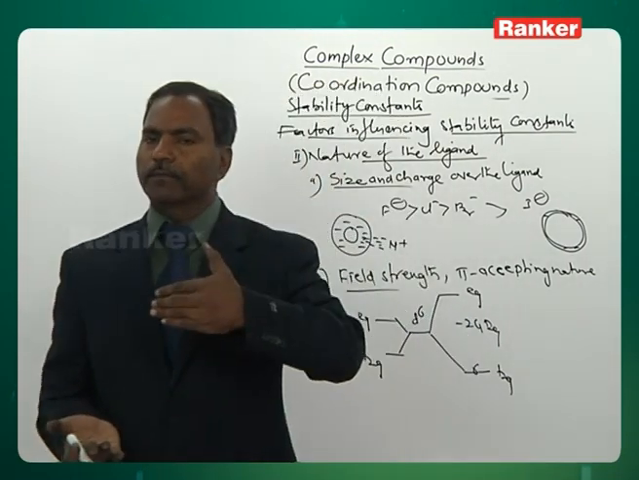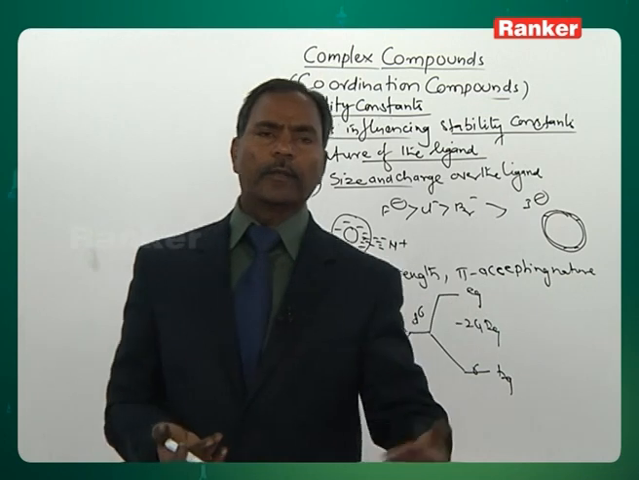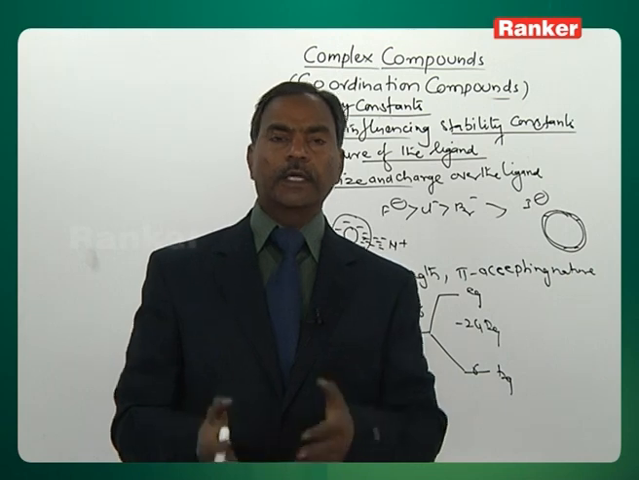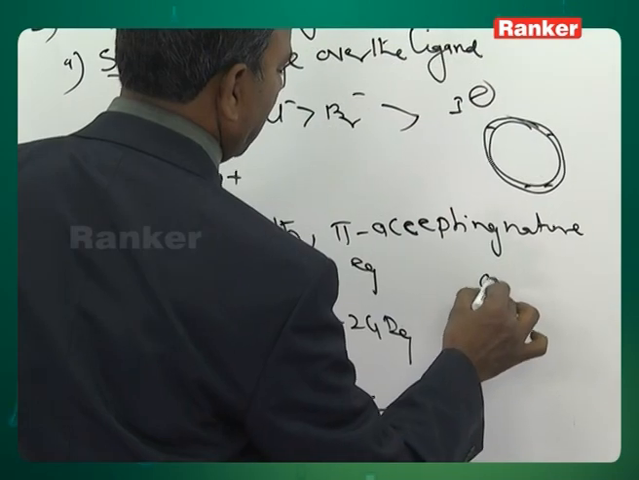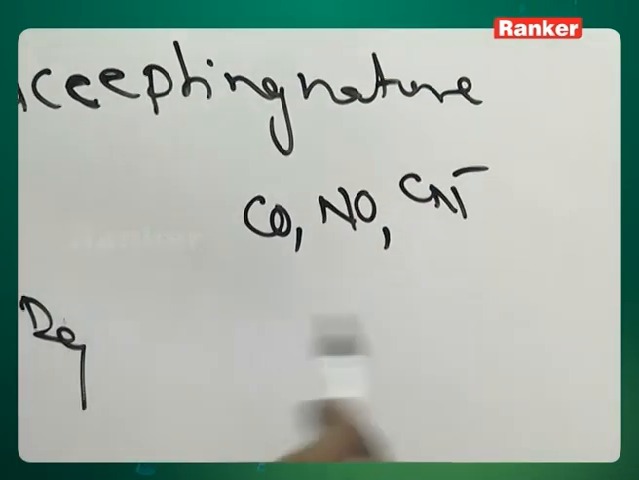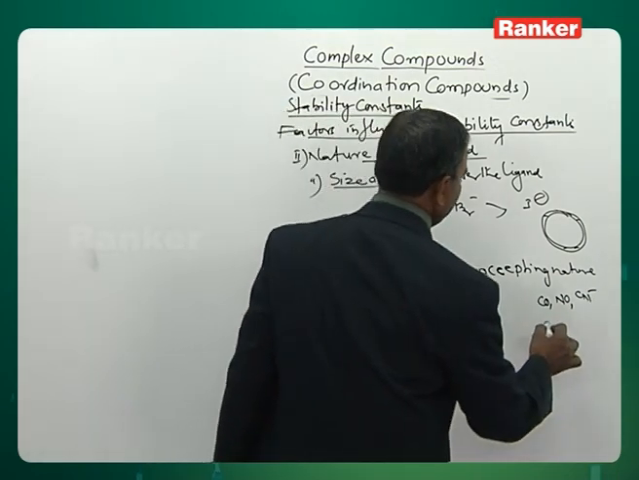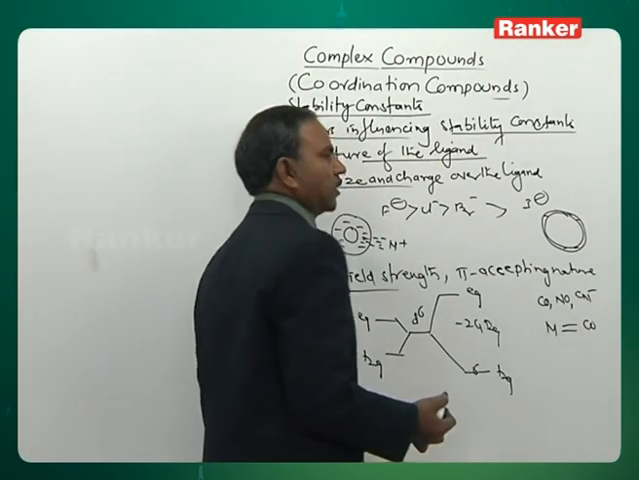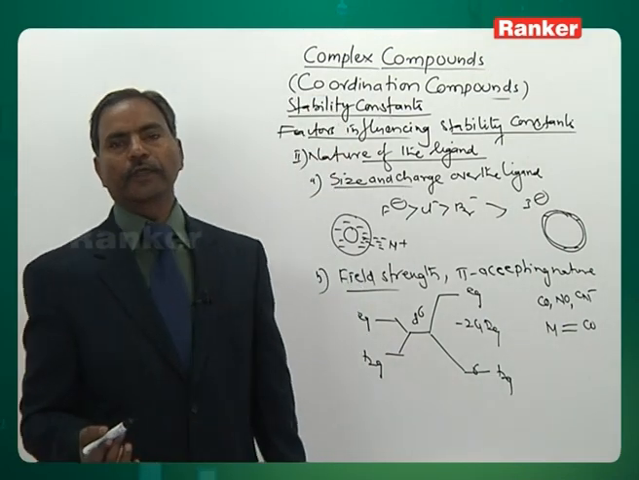Therefore, wherever we come across this particular pi accepting ligand, what are the pi accepting ligands? Some of the examples: carbonyl, nitrosyl, cyano, triphenyl phosphine, bipy. Such ligands are there. They are forming a double bond with the metal ion, and such complexes are also found to be highly stable. CO, carbonyl, nitrosyl you take, and cyano, triphenyl phosphine, etc. Wherever these pi accepting ligands are there, they are forming a double bond with the metal ion. One is sigma, one is pi. Such complexes are found to be highly stable because double bond strength is more than single bond strength.